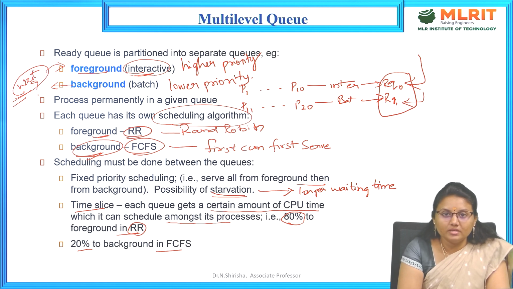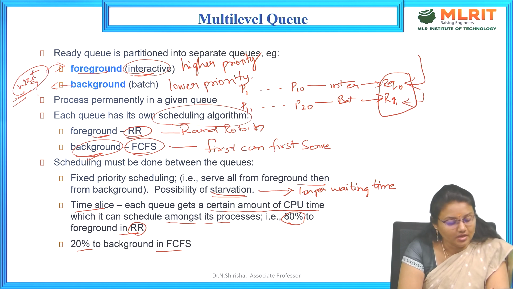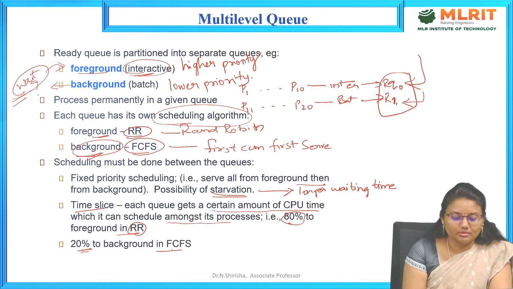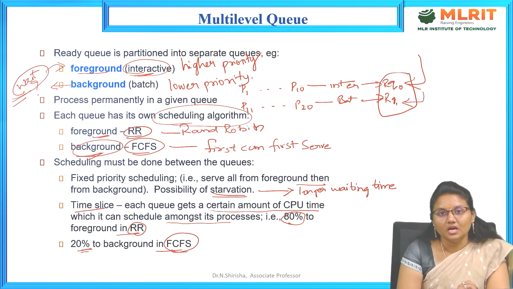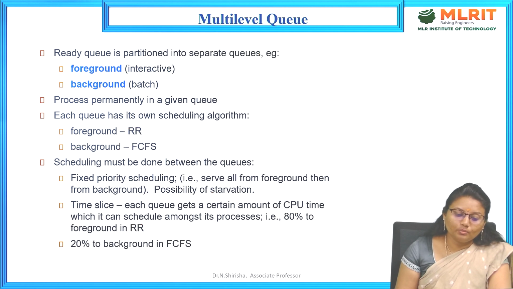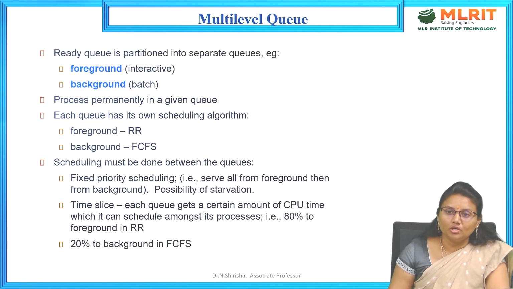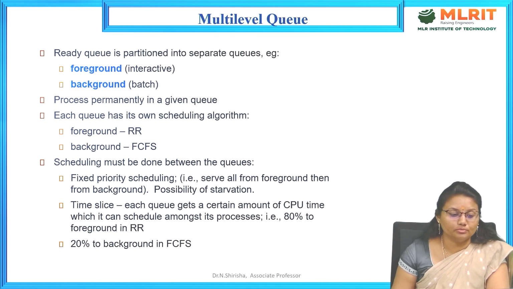So to avoid starvation among the interactive processes which have the higher priority, we are giving 20% to the background process, which can be executed by FCFS, first come first serve. So this is about multi-level queuing, where we use multiple scheduling algorithms together in between the ready queues.